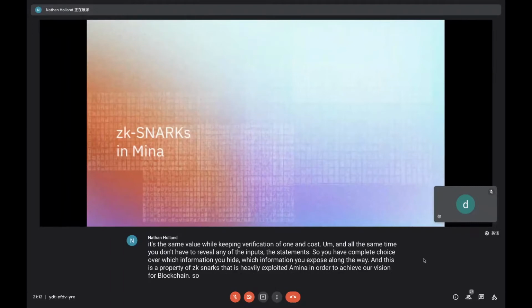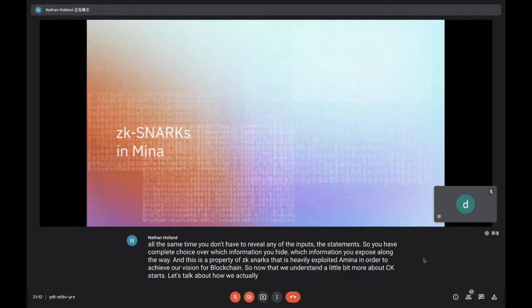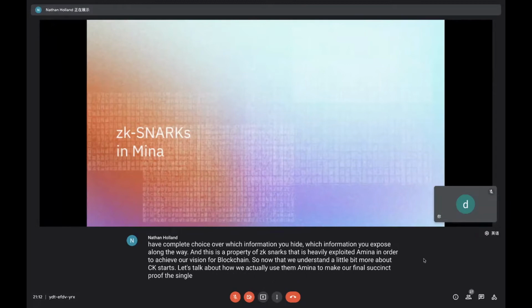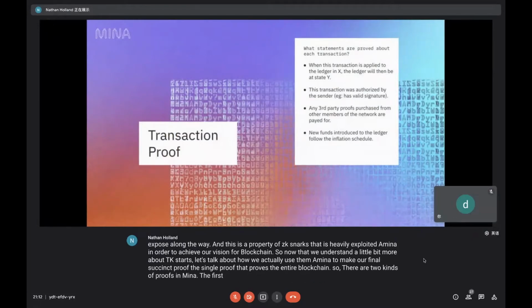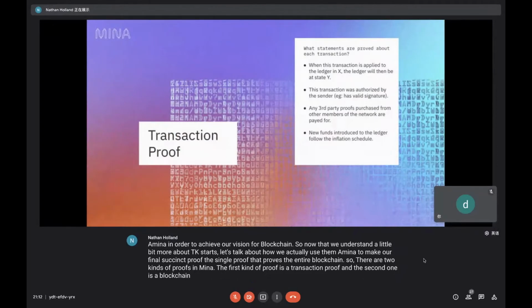So now that we understand a little bit more about ZK snarks, let's talk about how we actually use them in Mina to make our final succinct proof, the single proof that proves the entire blockchain. There are two kinds of proofs in Mina. The first kind of proof is a transaction proof, and the second one is a blockchain proof. So let's start by taking a look at the transaction proof.